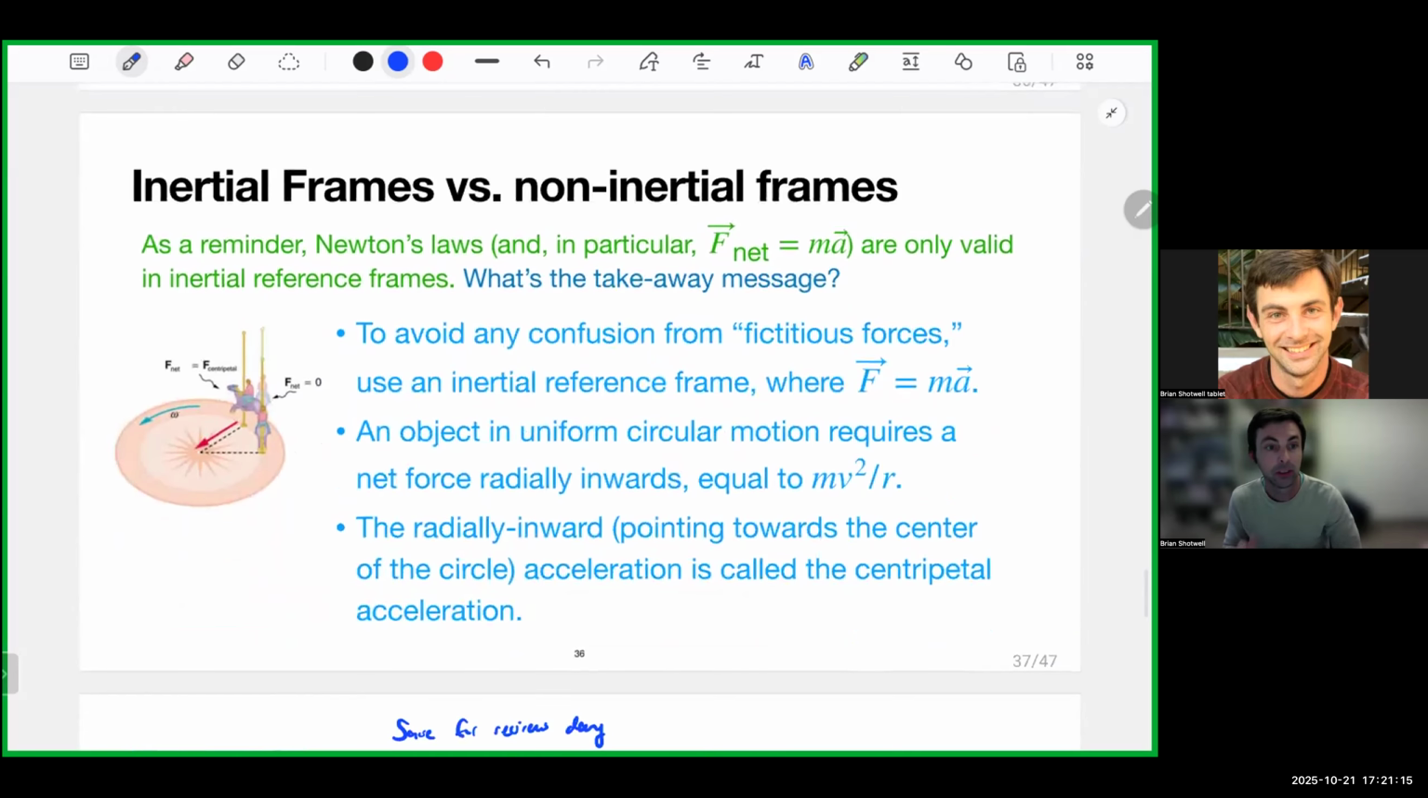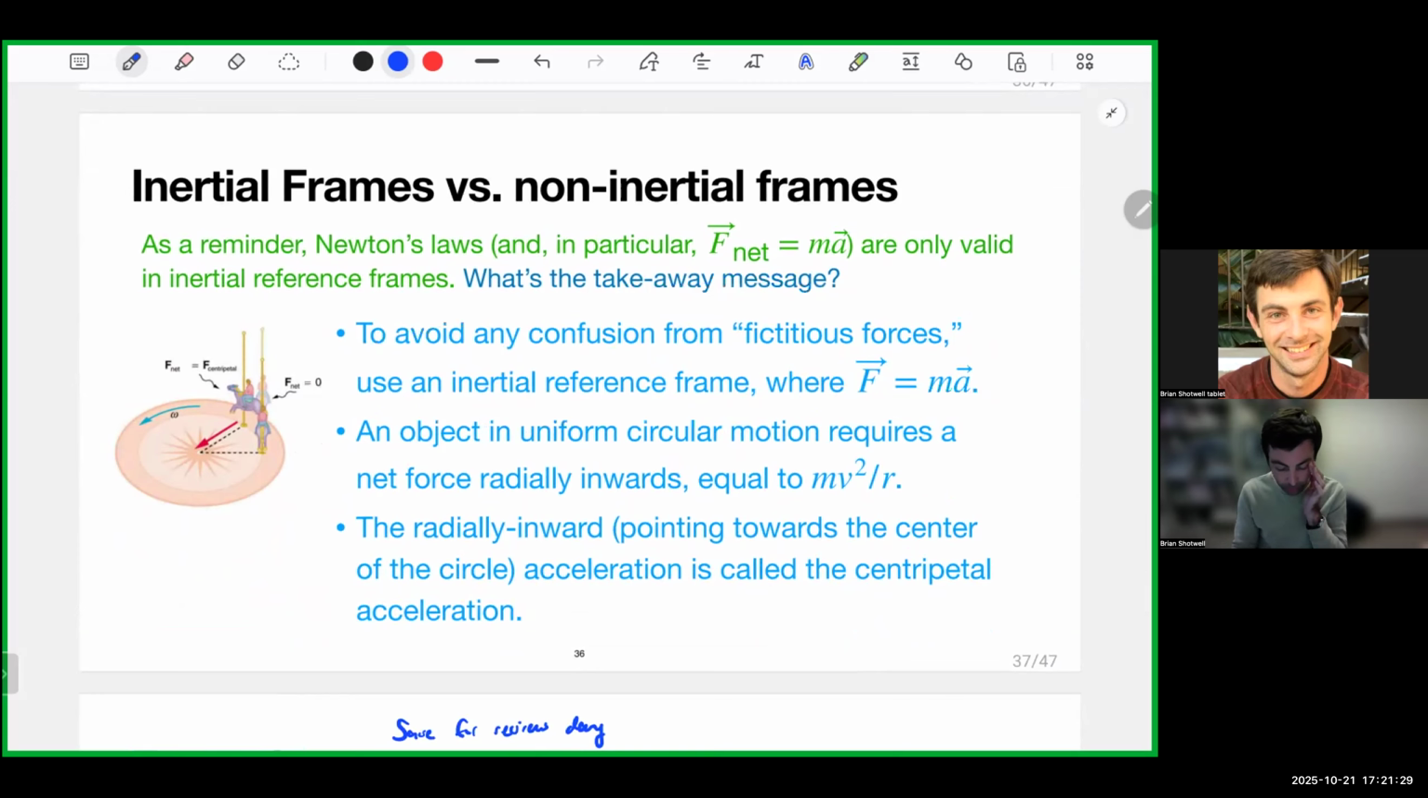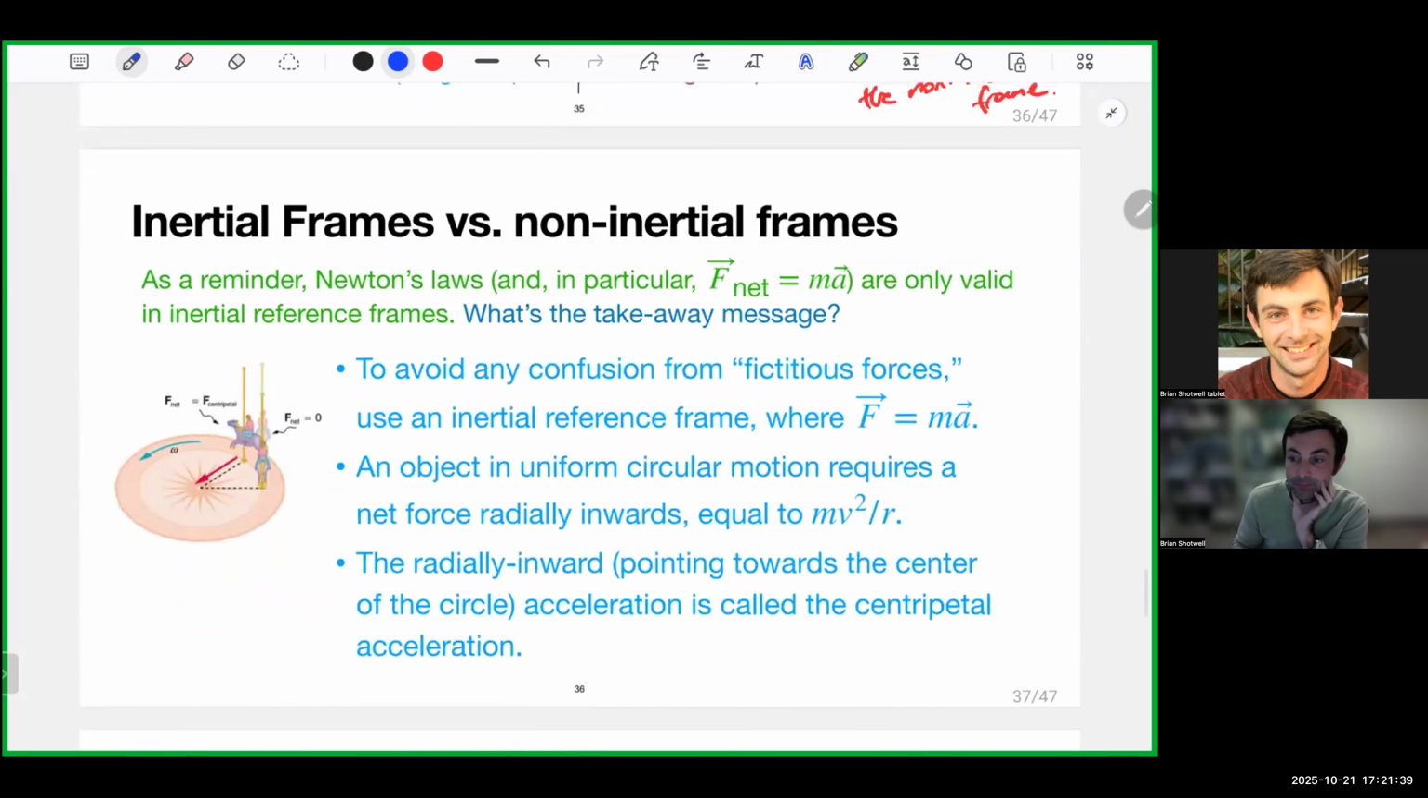As a reminder, Newton's laws are only valid in inertial reference frames. To avoid any confusion, use inertial reference frames. No such thing as centrifugal forces. An object in uniform circular motion requires a net force radially inwards equal to mv squared over r, and the radially inward acceleration is called the centripetal acceleration.